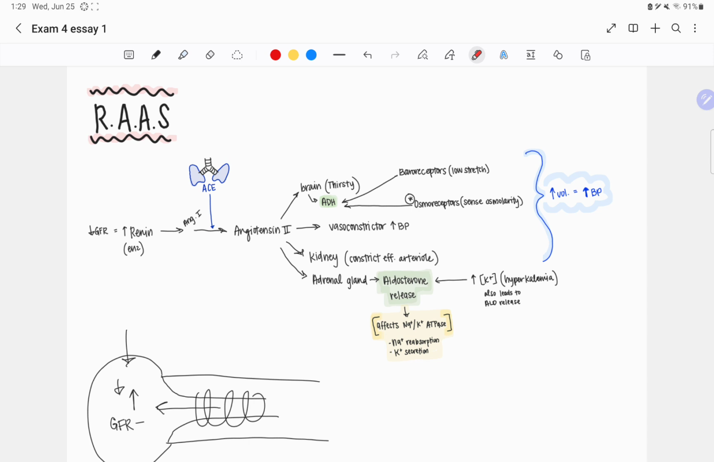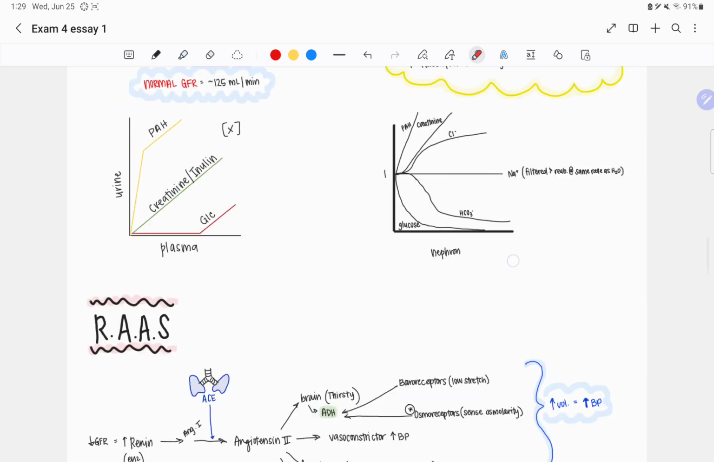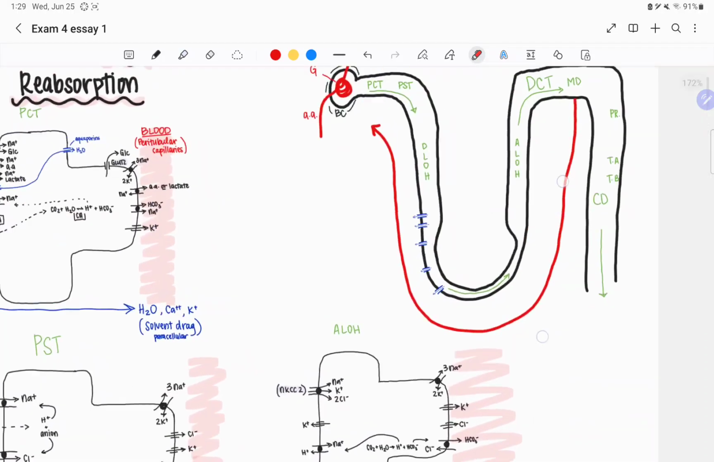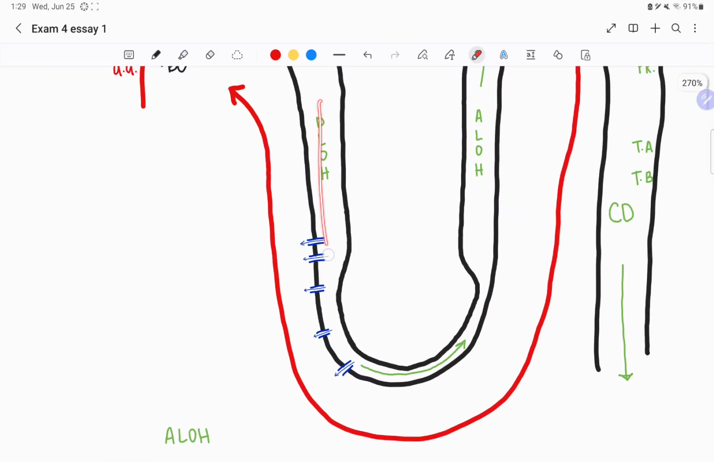The last thing I want to talk about is how the loop of Henle is used to establish and maintain the concentration gradient. So I'm going to jump back up here. Okay, so this is the loop of Henle right here, okay? Like I mentioned before, in the descending loop of Henle, we have only aquaporins. So water's coming out here, right? But then we come up here and only ions are leaving.